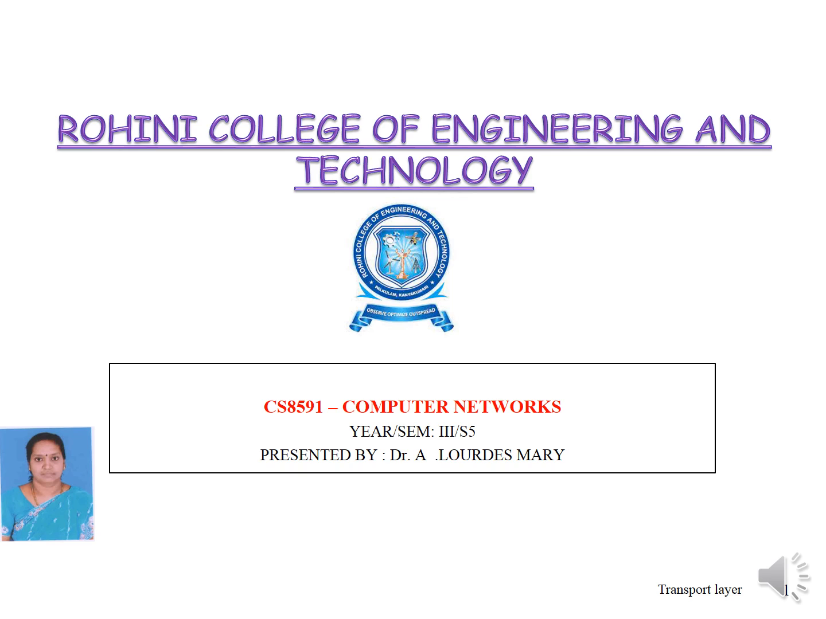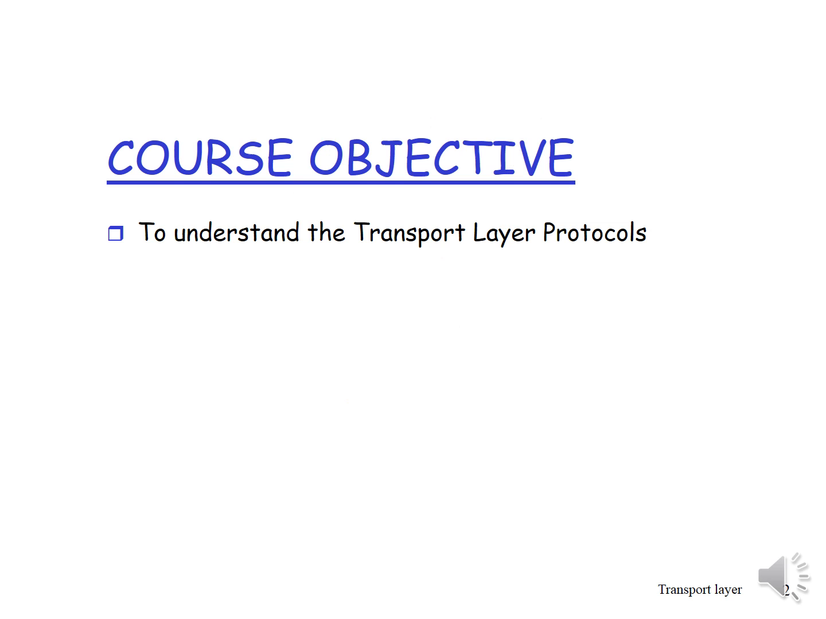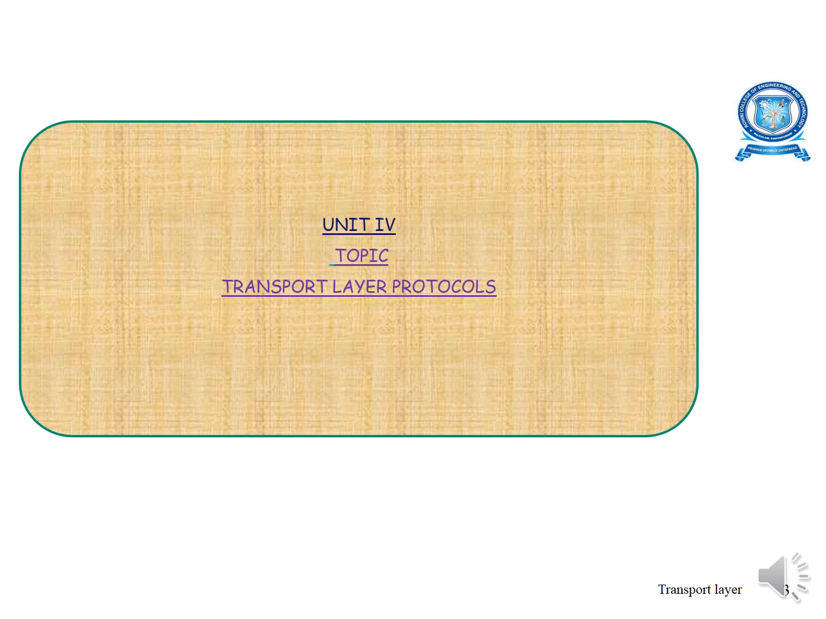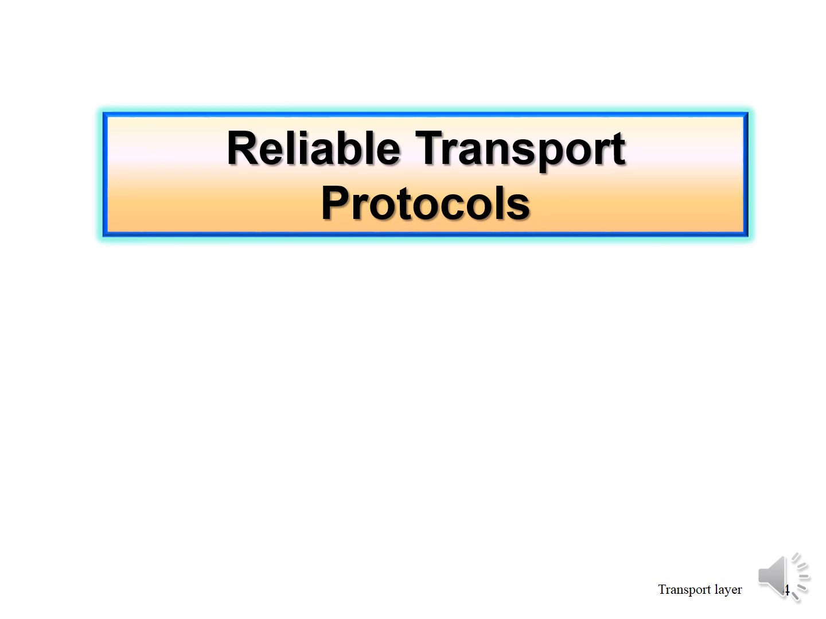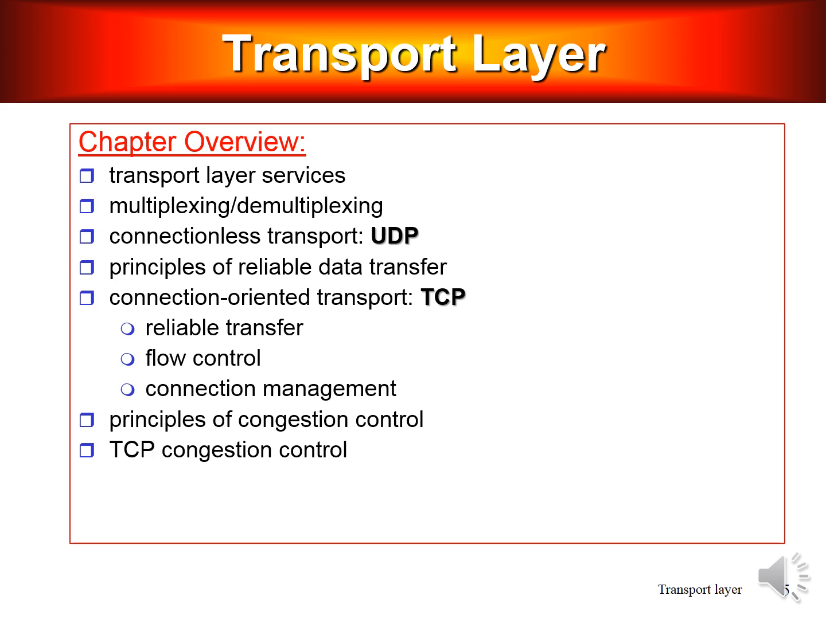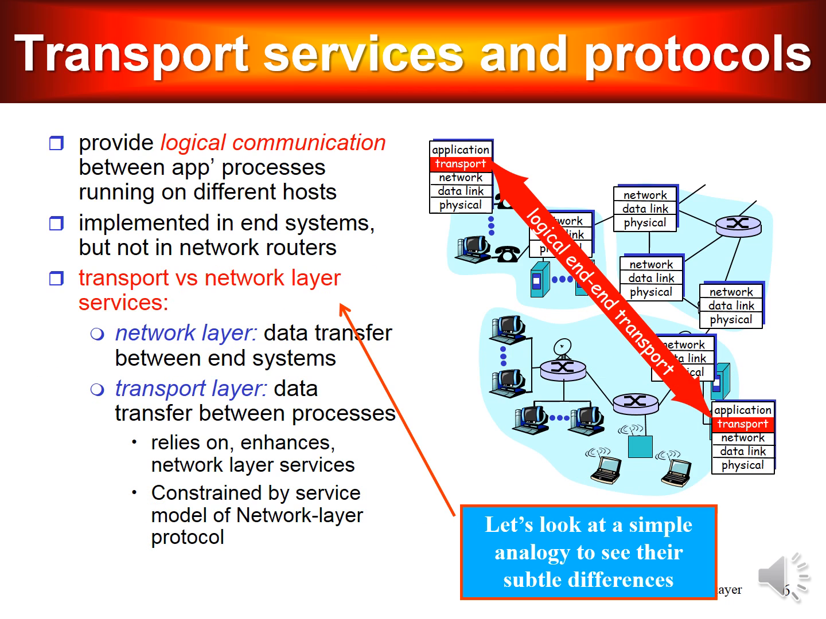I'm going to take the subject Computer Networks. Subject code is CS8591. In this I'm going to take the topic reliable transport. It's the transport layer. Transport layer services cover multiplexing and demultiplexing, connectionless transport with UDP, and connection-oriented transfer with TCP, which is a reliable transfer. We will see flow control and connection management. So, transport layer services and protocols.